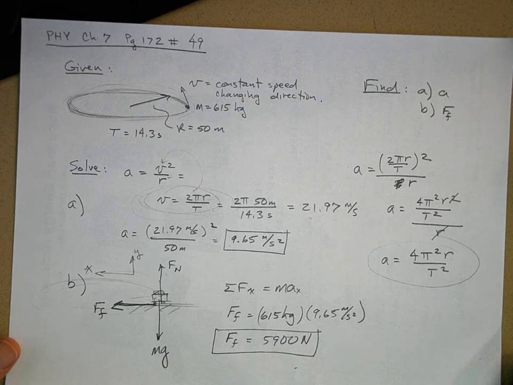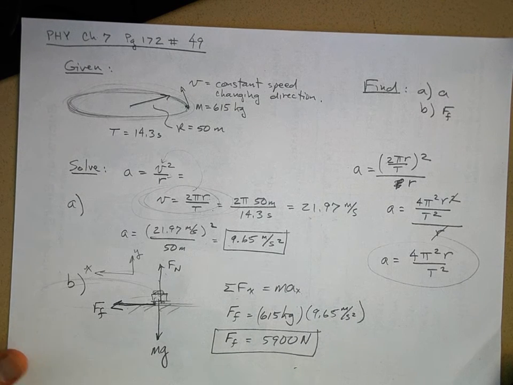What causes that net force in this problem? The force of friction. So if you're walking around in a circle, it's the friction between your feet and the floor that's causing that centripetal force. Or if you're going around a turn in your car, it's the friction between your tires and the road that's causing that centripetal force that's causing your centripetal acceleration. That is all.